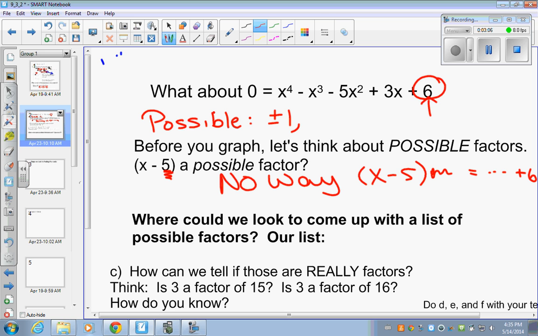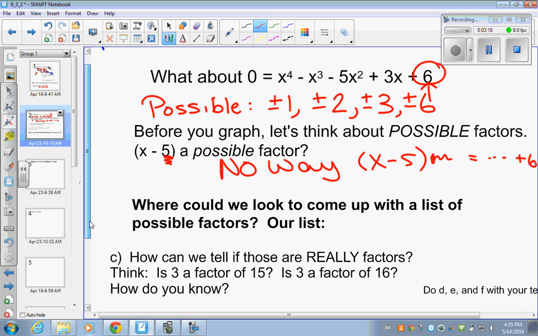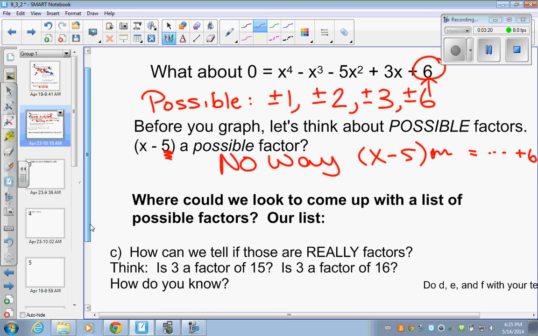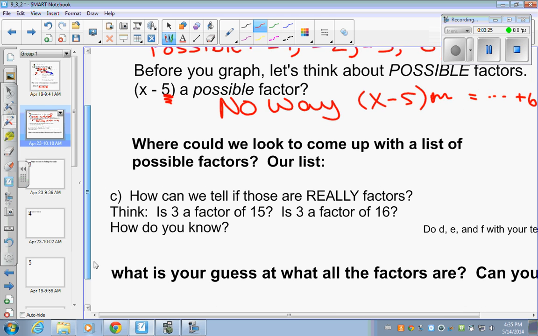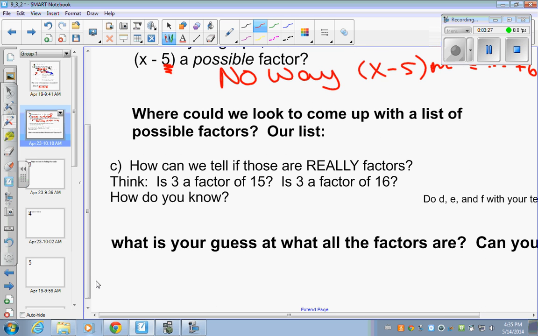Good. So hopefully you discussed it could be plus or minus 2, it could be plus or minus 3, or maybe it's positive or negative 6. Those are possible. Now, how do we know which ones it really is? That's a pretty long polynomial right there. So how can we tell if those are really factors? Well, how do I know 3 is a factor of 15? Is 3 a factor of 15?